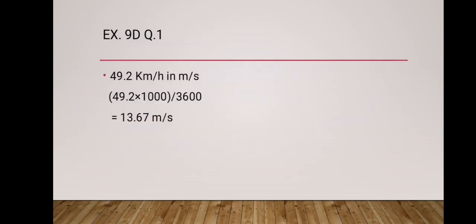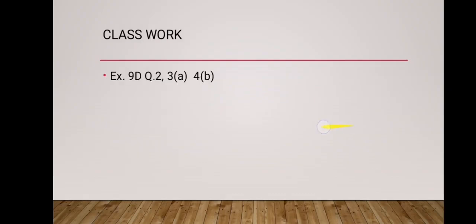Now we have to convert this into meter per second. Now we have already done this in, I think, the very first question. From kilometer per hour to meter per second, we need to multiply 49.2 by 1000, as there are 1000 meters in 1 kilometer, and we need to divide it by 3600 because in 1 hour there are 3600 seconds. Now when you simplify the whole thing, you are going to get the answer as 13.67 meter per second.